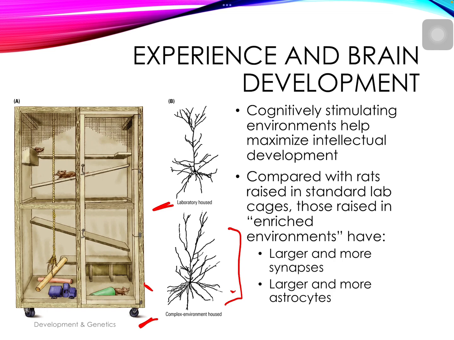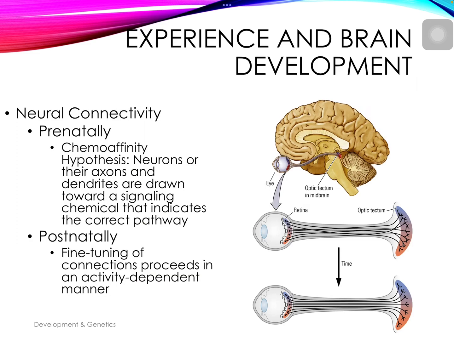And so this is really important for this sort of experience and brain development link. Now, we also see that neuroconnectivity can be affected both prenatally and postnatally. Prenatally, the argument is more of the chemoaffinity hypothesis, where we're seeing, and we saw some of this in the videos that I've shown, that these neurons and axons and dendrites are drawn toward specific chemical signaling, and we know that these particular pathways are probably guided in a sense that is to allow for typical development.